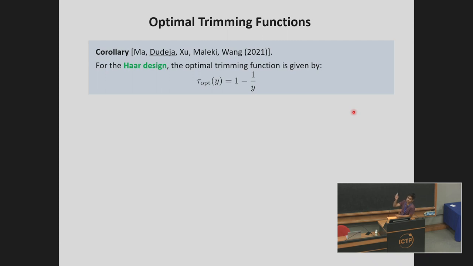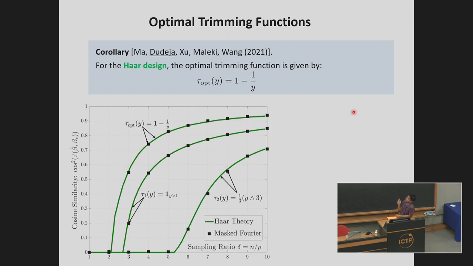And the optimal trimming function is a very explicit function. I've written it down in the figure. The two curves on the bottom are the trimming functions that I've been showing you, and the curve on the top is this optimal trimming function that you get by optimizing over tau. And as you can imagine, it beats the other two trimming functions, otherwise it wouldn't be optimal.